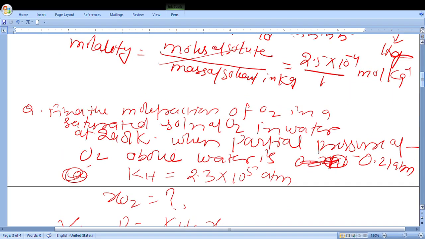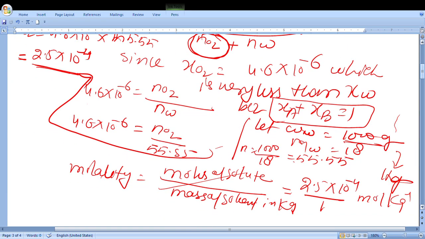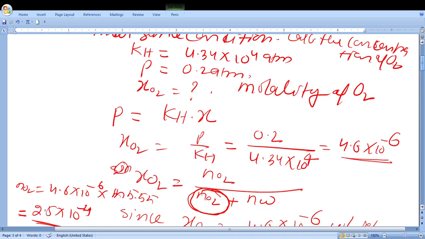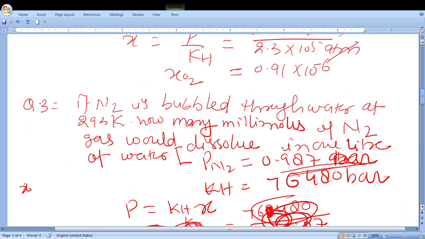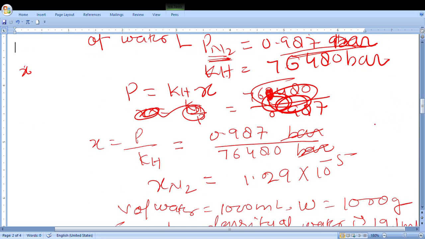Once again, we are going to revise the question. The question was to find the number of millimoles of nitrogen which is dissolved in water. The value of partial pressure of nitrogen is 0.987 bar and the value of KH is 76480 bar. We know that P is equal to KH into X. Then we put the formula X is equal to P upon KH.